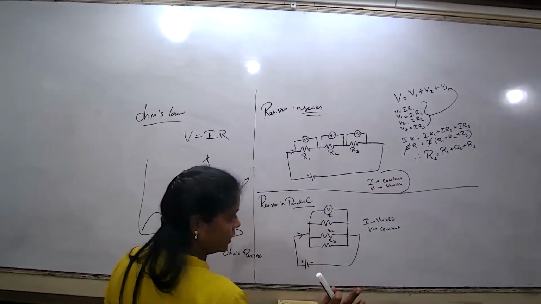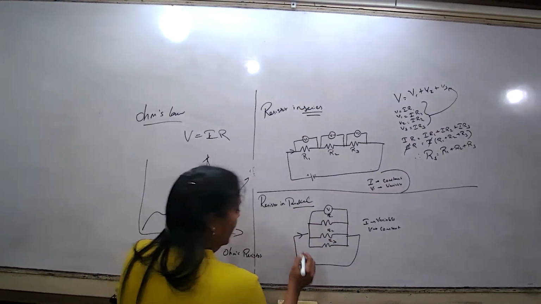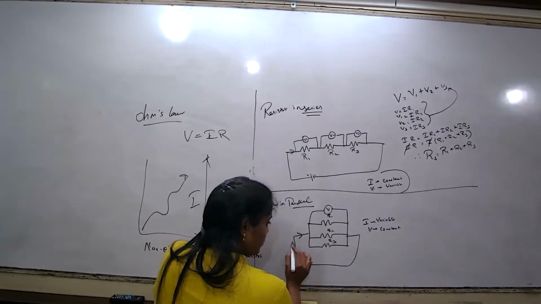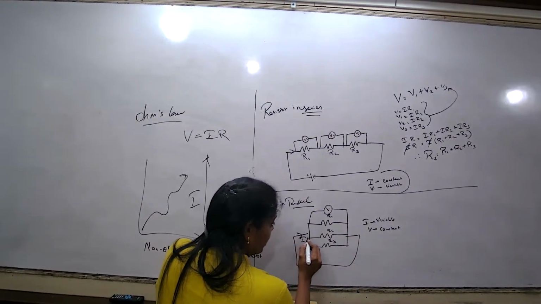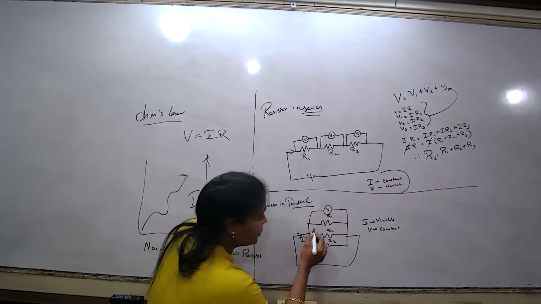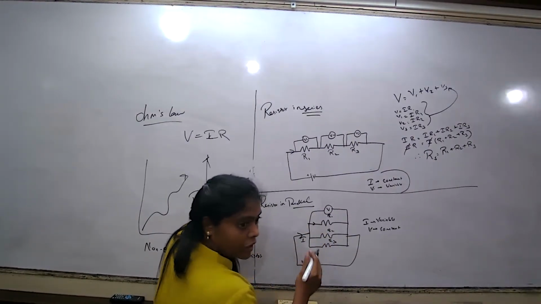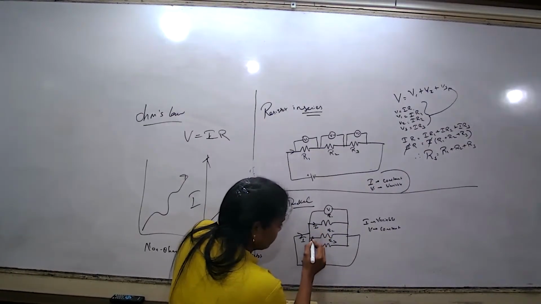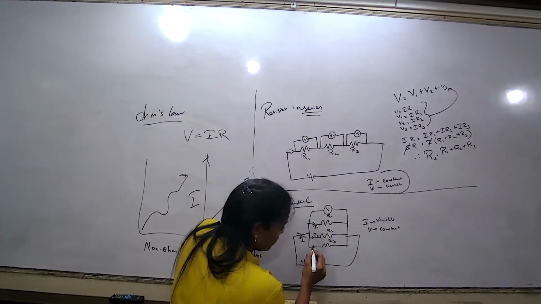I connected the 3 resistors here. Okay, and see the source. Current flows from higher potential to the lower potential. When this current reaches this point, the current will be split. Current is getting divided. So I1, I2, I3.